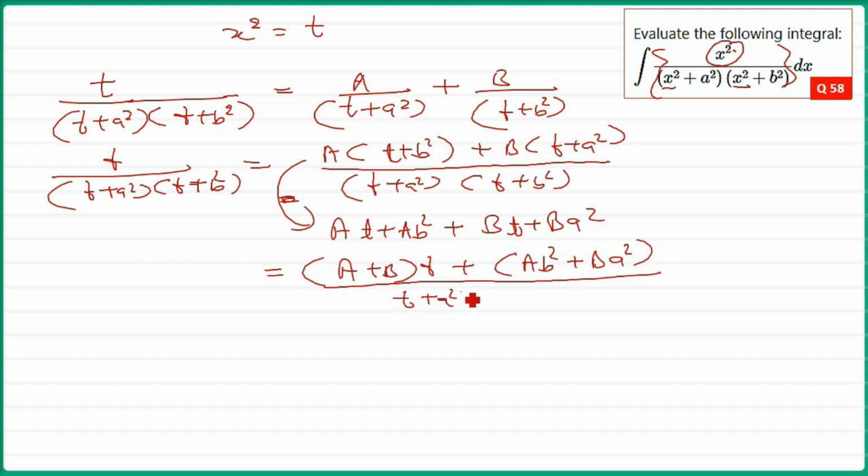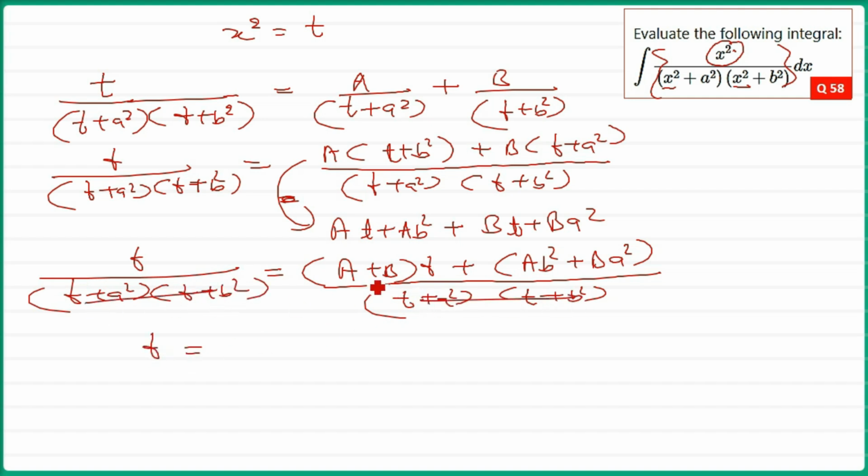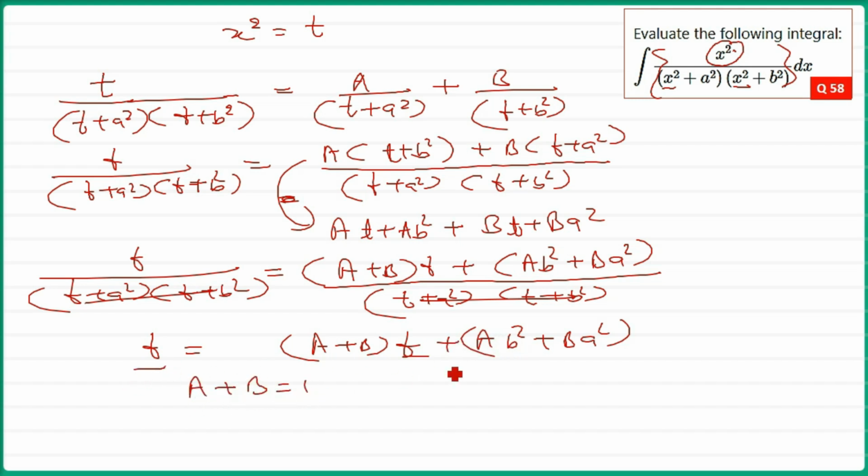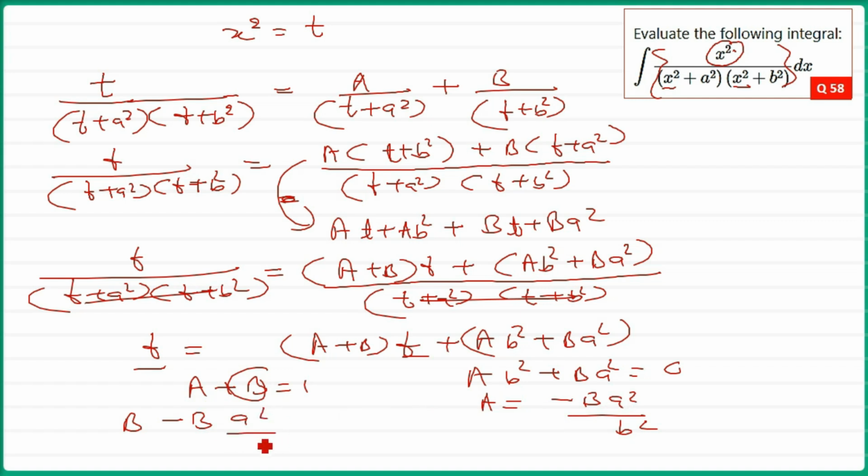Again, I was saying that the denominator can be cancelled, so you can just write one more step and cancel them out. This will be t divided by (t plus a) square times (t plus b) square. Cancel these two terms. Now t will be equal to, you don't have to multiply, actually you just equate. If you see on the left, it will be only t as a term. So a plus b equals 1, and there is no constant term here, so ab square plus ba square will be equal to 0. A you can write as negative b a square divided by b square. Now b plus a is negative b, a square by b square, and this equals 1.